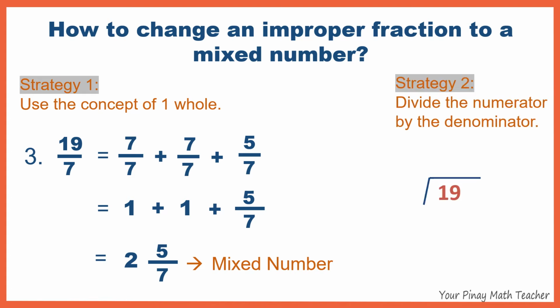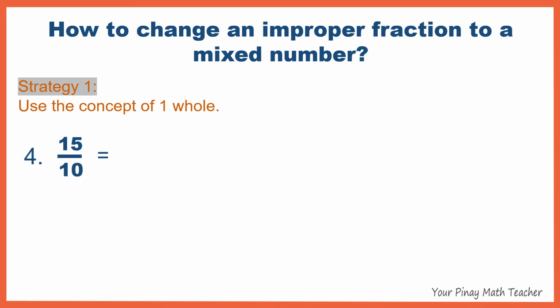The shorter way is you divide 19 by 7, and we get 2 7s out of 19. So we have 14. 19 minus 14, we get 5. So the mixed number of 19/7 is 2 wholes and 5/7. Example 4. 15/10. How many 10/10 are there? Yes, there's only one 10/10 because you only need 5/10 to be added to 10/10 to get 15/10.